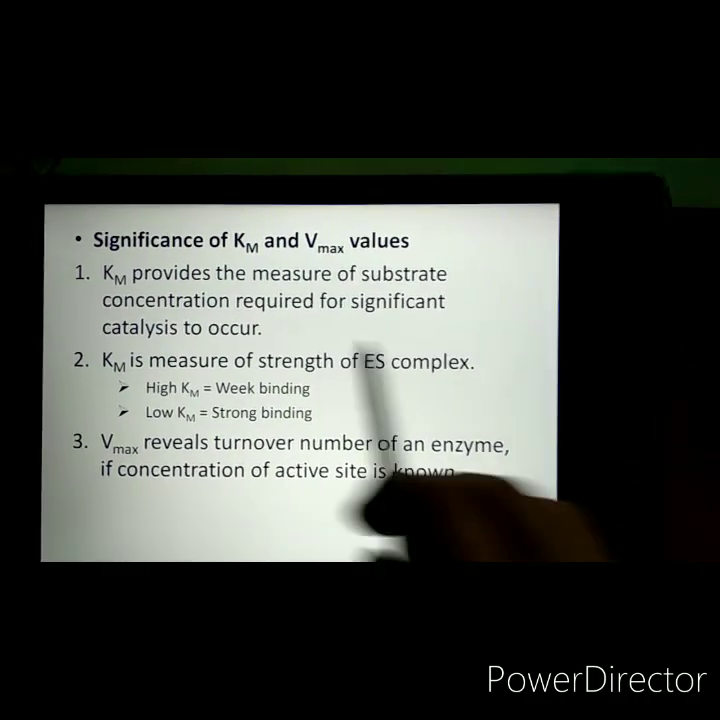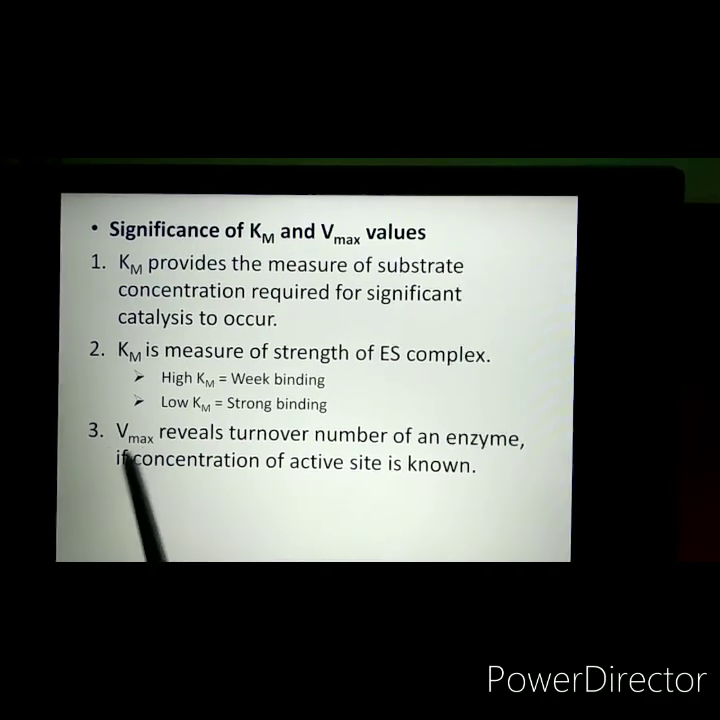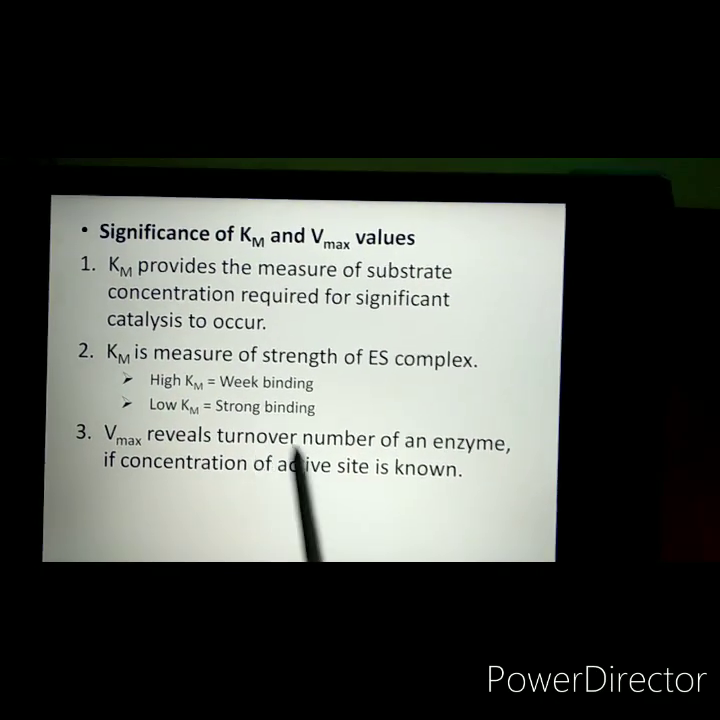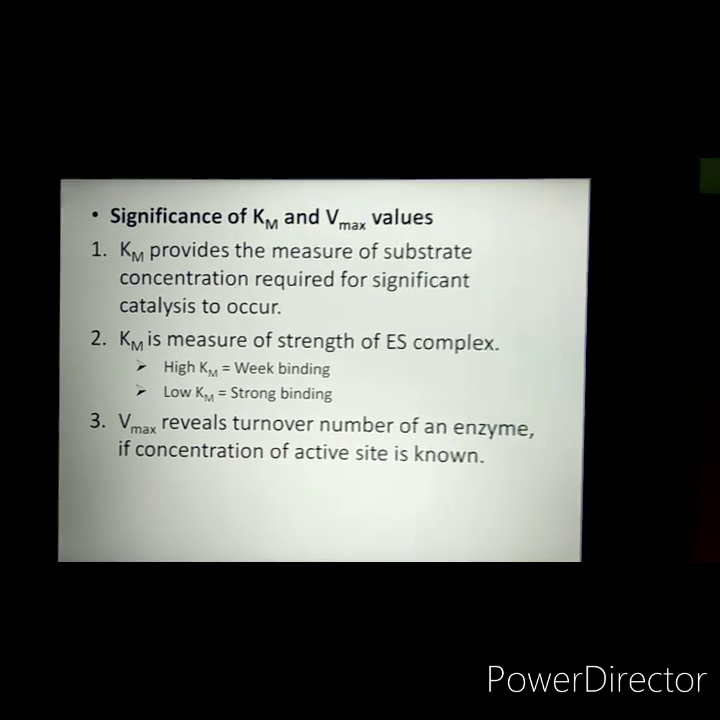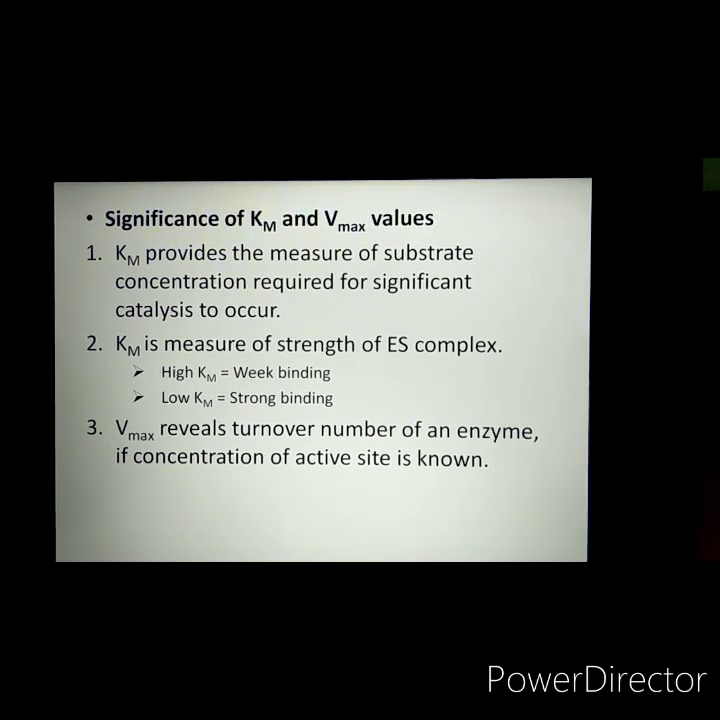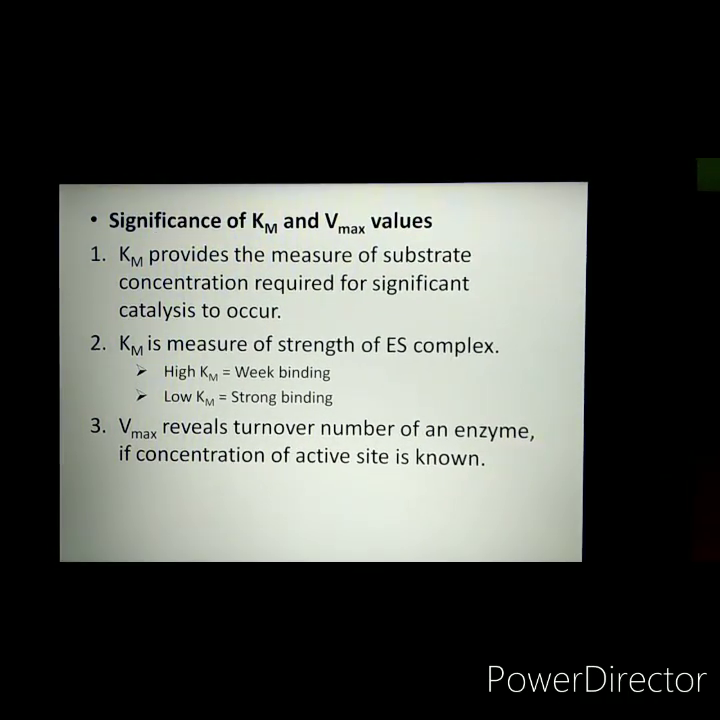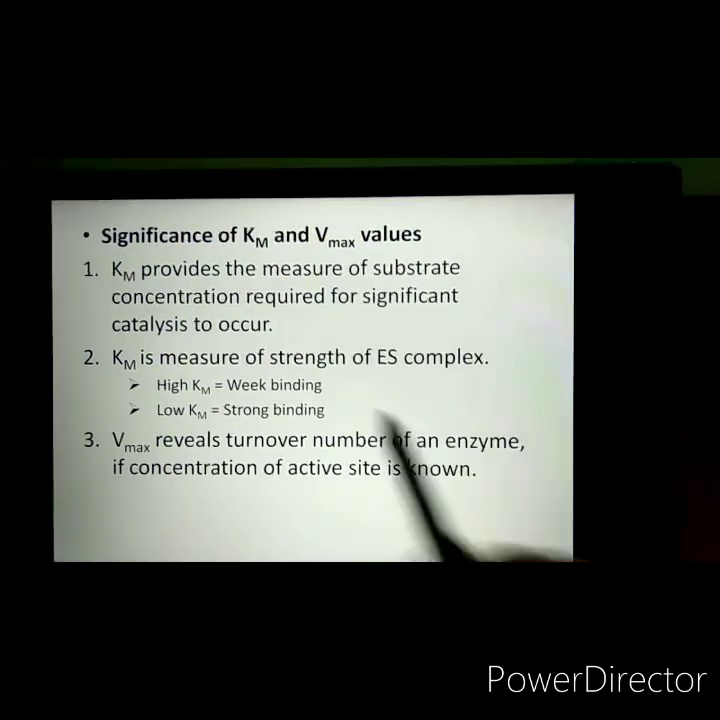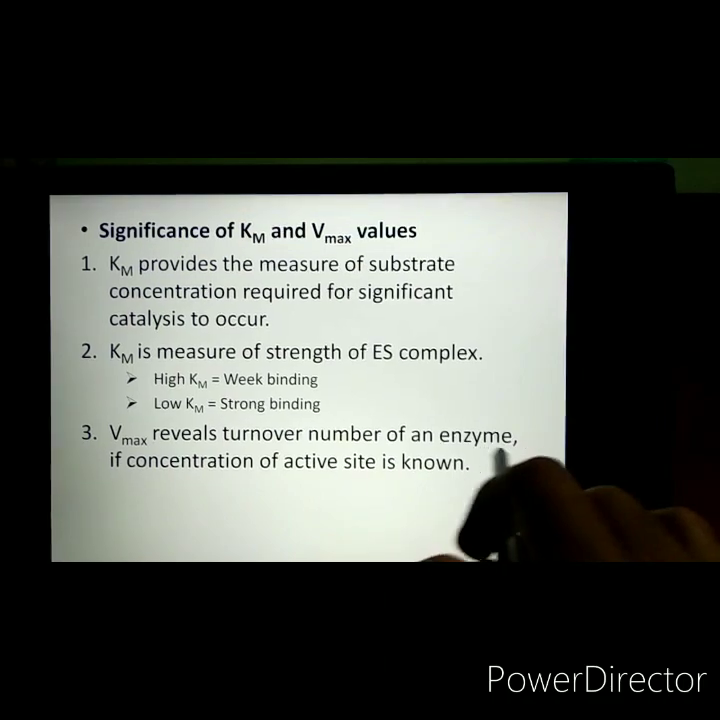Also, Vmax, the maximum rate velocity, reveals the turnover number of an enzyme. As we already learned, the turnover number is the number of substrate molecules converted into product per enzyme molecule per second. So Vmax reveals the turnover number of an enzyme.